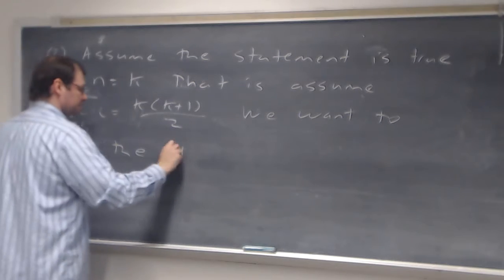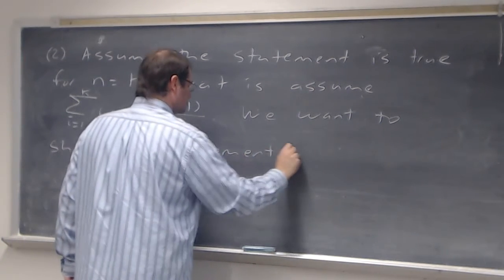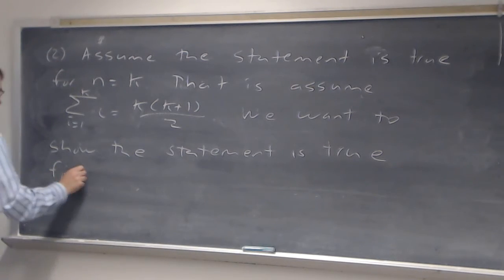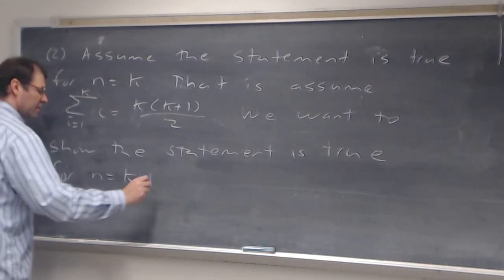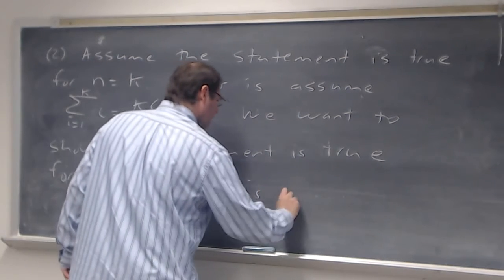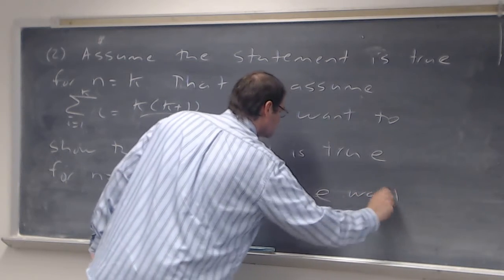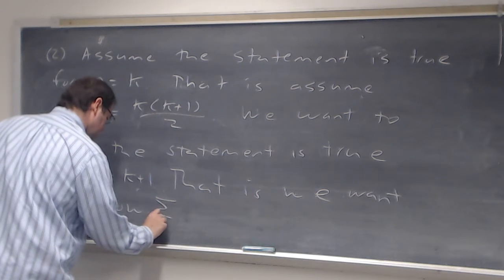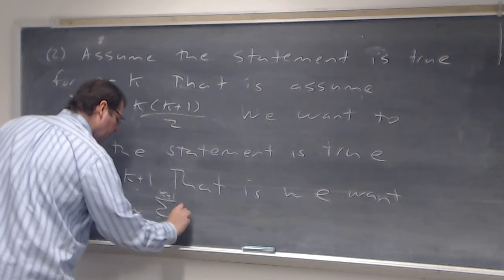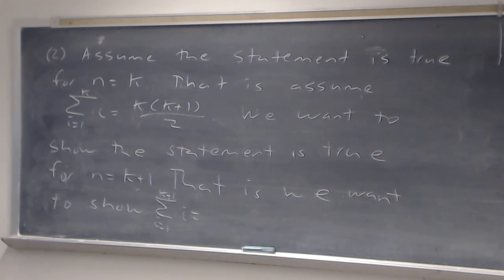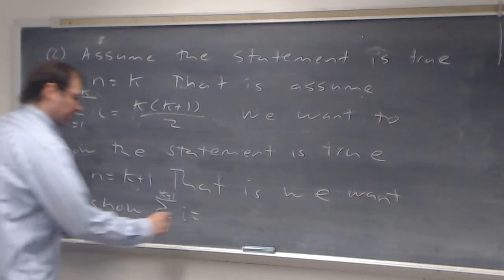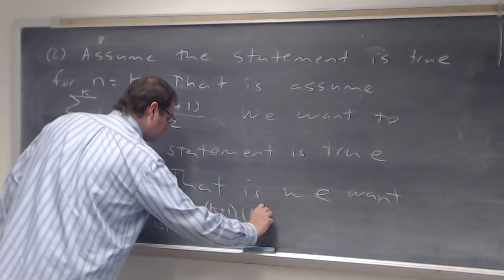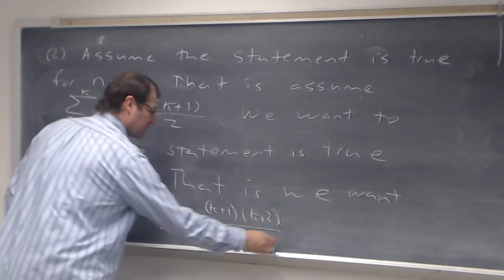We want to show the statement is true for n equal to k plus 1. That is, we want to show that the sum as i runs from 1 to k plus 1 of i is equal to, what I'm doing is in our statement replacing the n by k plus 1. So it would be k plus 1, and then it would be k plus 1 plus 1, so I'll just write that down as k plus 2 all over 2. That's what we want to show.